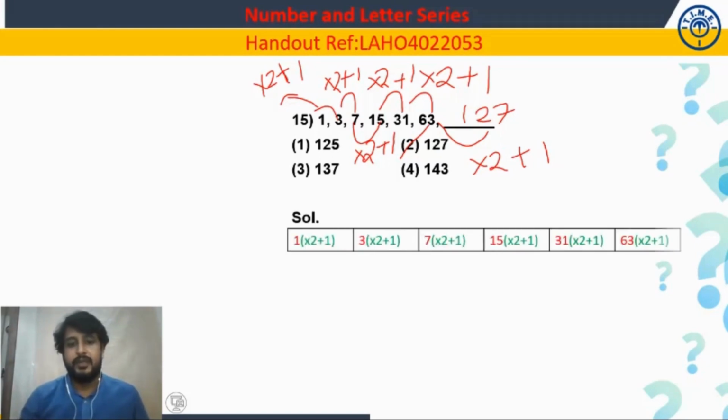So please note down the logic. 1 into 2 plus 1 is 3, 3 into 2 plus 1 is 7, 7 into 2 plus 1 is 15, 15 into 2 plus 1 is 31, 31 into 2 plus 1 is 63, and to get the answer, 63 into 2 plus 1, which is 127. Choice 2. And the logic is into 2 plus 1. Each number is multiplied by 2 and added with 1 to get the next number. Okay? Now, move to question number 16.